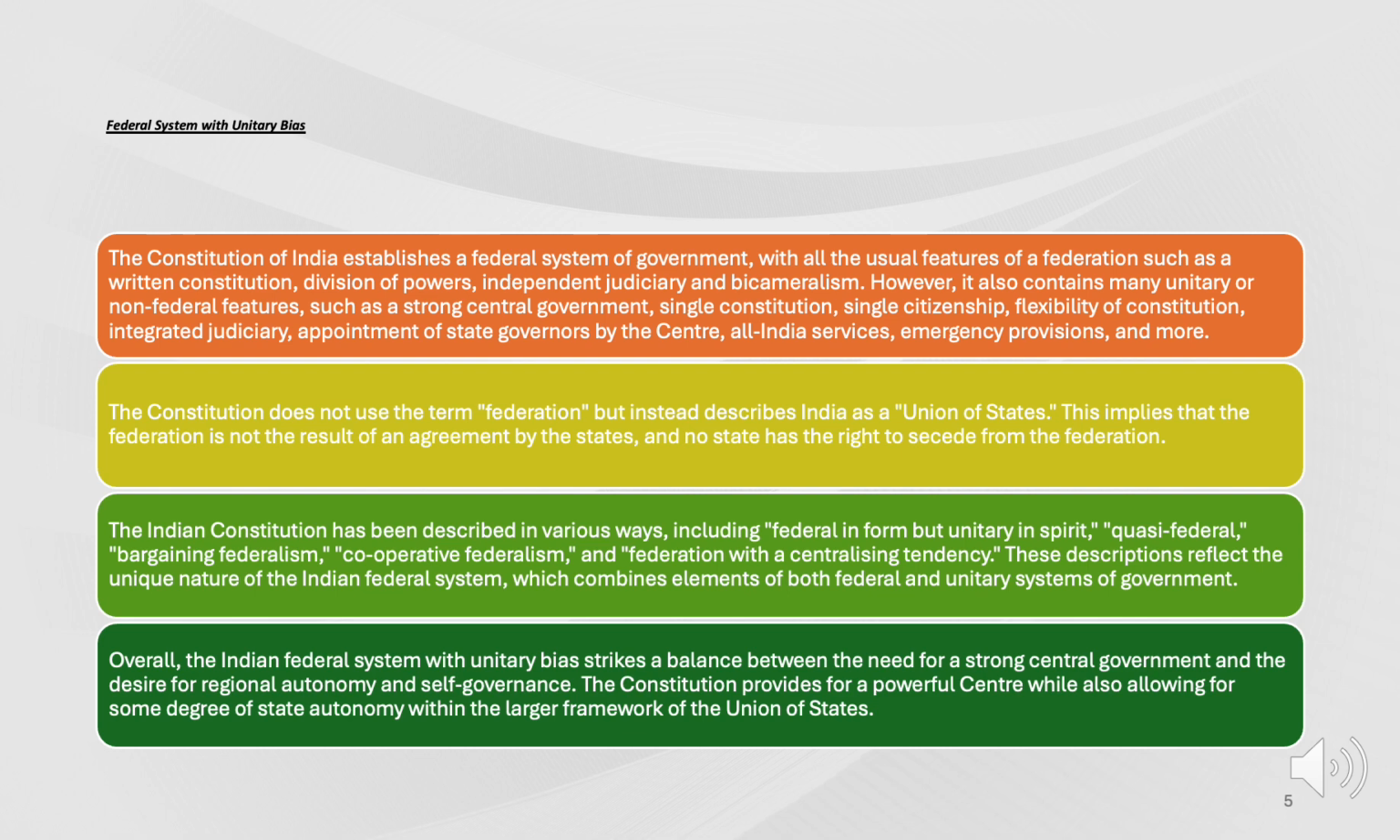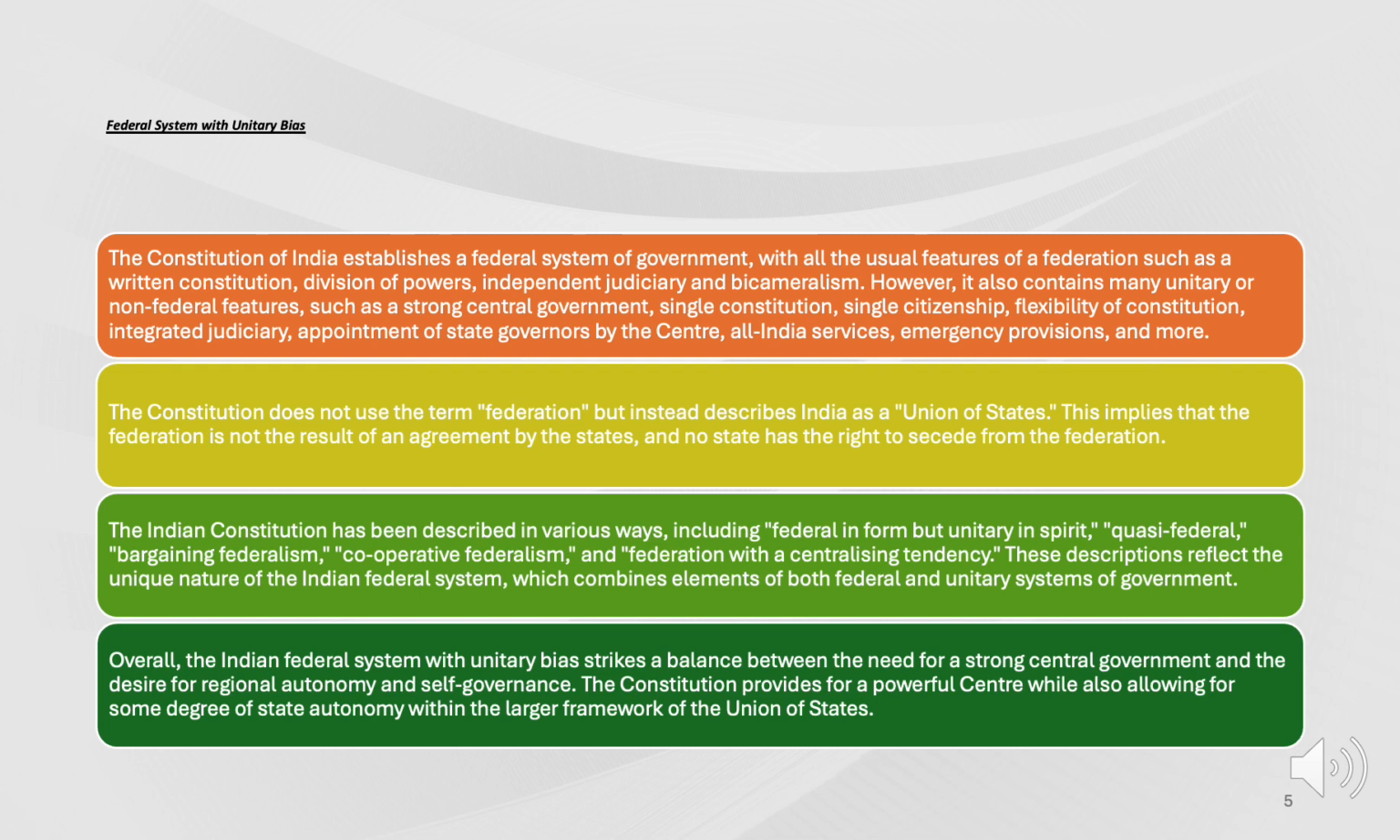Federal system with unitary bias. The Constitution of India establishes a federal system of government, with all the usual features of a federation such as a written constitution, division of powers, independent judiciary and bicameralism. However, it also contains many unitary or non-federal features, such as a strong central government, single constitution, single citizenship, flexibility of constitution, integrated judiciary, appointment of state governors by the centre, all India services, emergency provisions, and more.